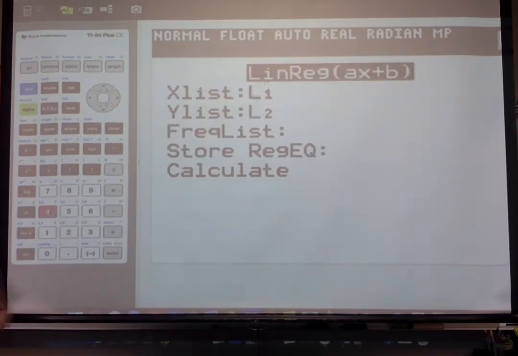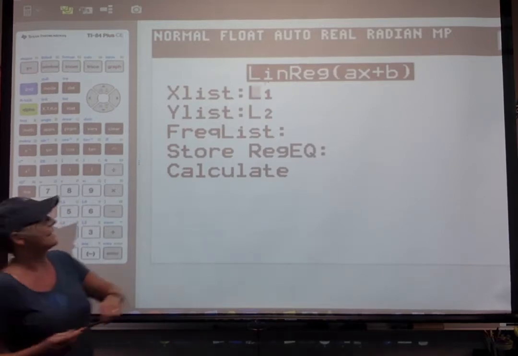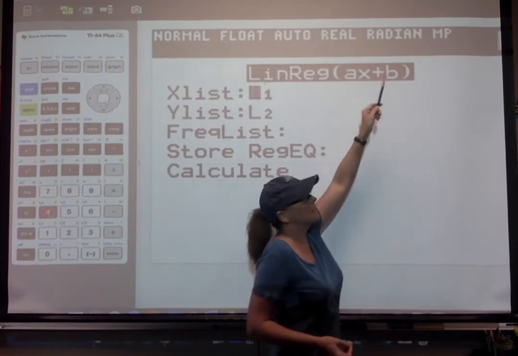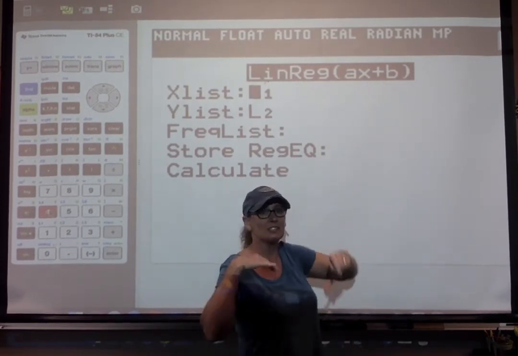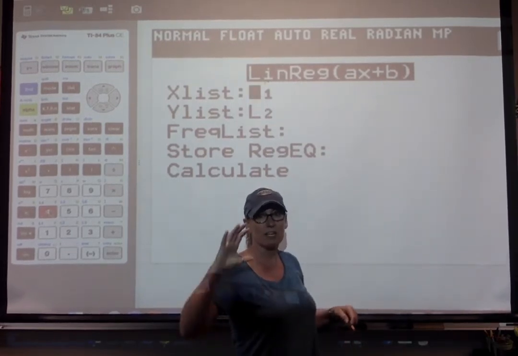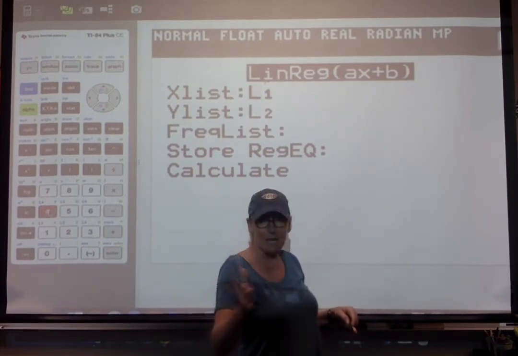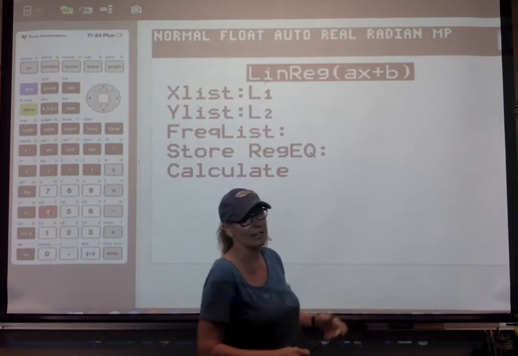And what's cool about this linear regression is it's going to give us an answer. It calls its answer ax plus b, and we know that that's just like an equation of a line. So it's going to give us the information that we need, and for us, it's going to look like mx plus b. My calculator just calls it a and b for some reason.